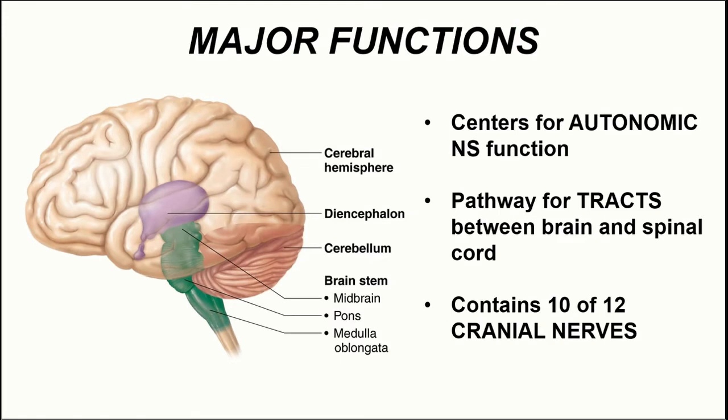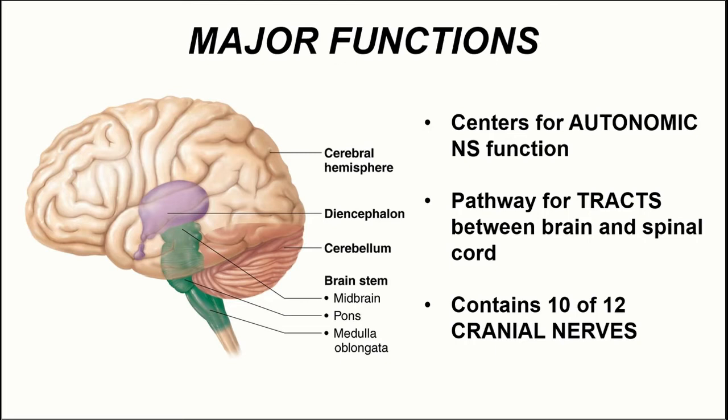As a whole, the brainstem contains centers for autonomic nervous system functions, so it is highly involved in controlling homeostasis. We also see a number of tracts, or bundles of neuron axons, carrying information between the brain and the spinal cord and various other regions of the brain. These tracts extend between the higher levels of the brain, like the thalamus and the cerebrum, and from the cerebellum and the spinal cord. So the brainstem has tracts that connect all of these different regions to one another so that they can communicate and coordinate the functions of the brain.